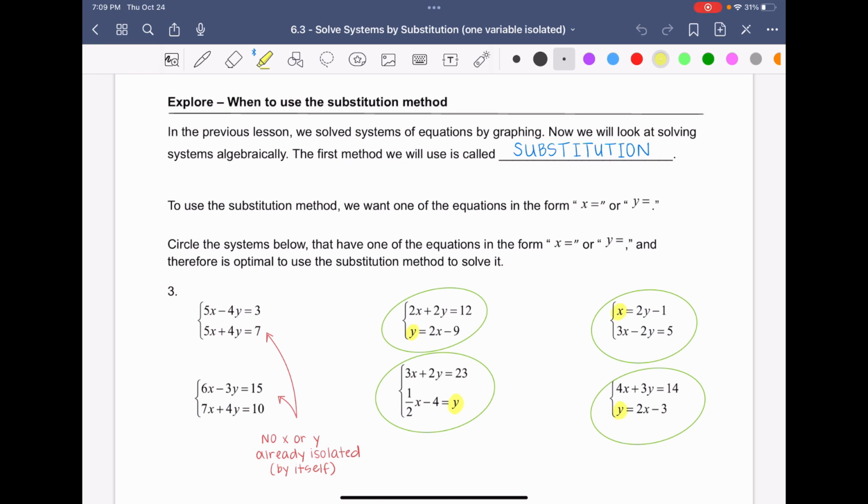And so if you look at the 6 examples that are down here on the bottom, the first 2 examples that are over there on the left side, neither one of them has an x or a y that's all by itself on its own side of the equal sign. So all of the x's and y's have coefficients. They have numbers that are in front of them. So there's no x or y that's already isolated, which means there's no x or y that's all by itself.